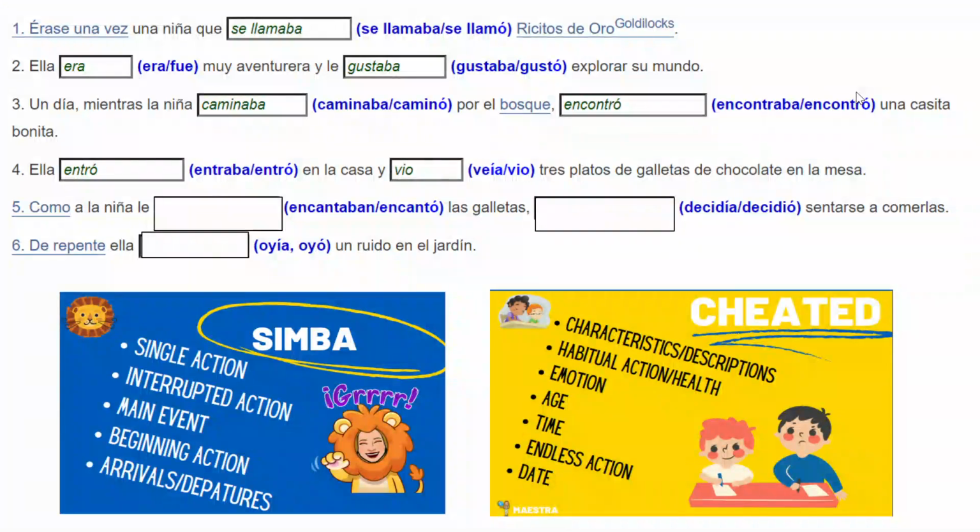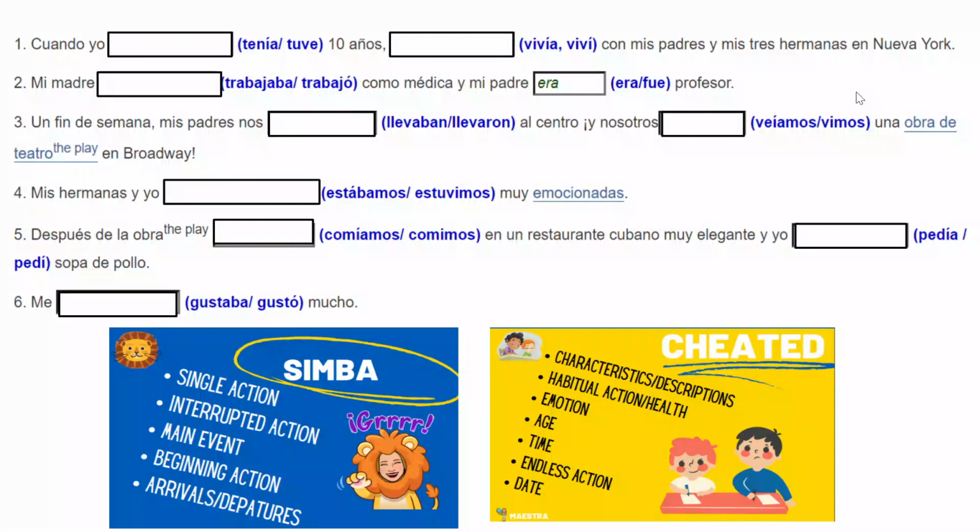Como a la niña le encantaban, just as the girl loved cookies, that's an emotional thing, encantaban las galletas, decidió sentarse y comerlas. De repente, that is always going to trigger the preterite and interruption action. Oyó un ruido en el jardín. She heard a noise in the garden. Another one. Pause the video and then come back for responses.